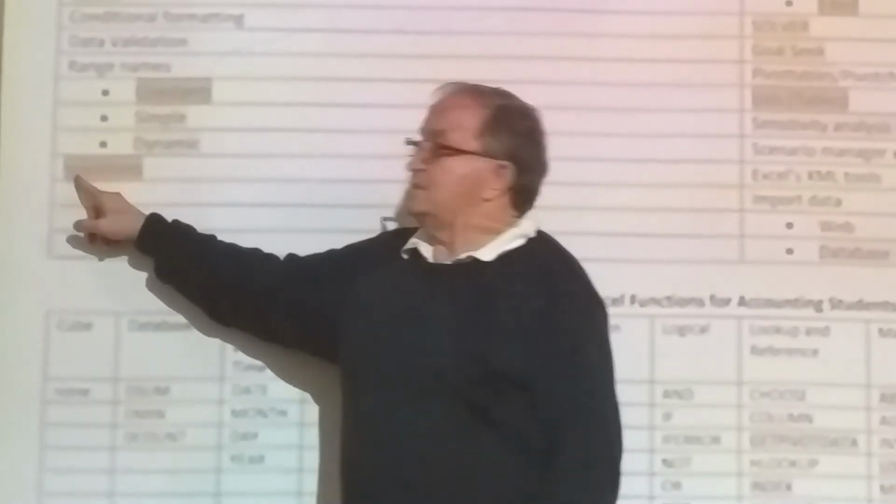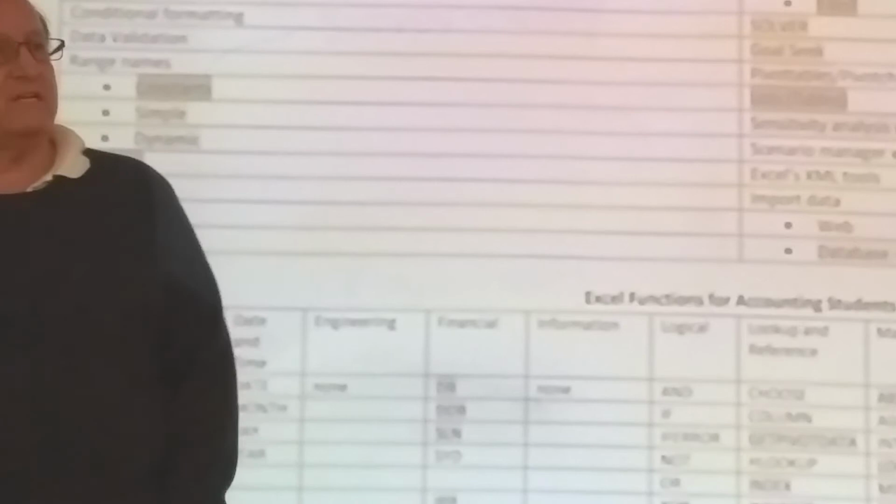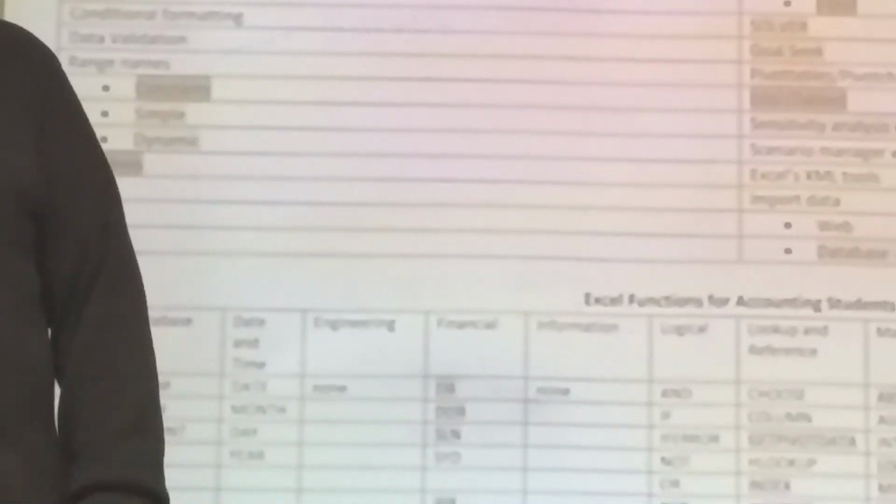So we did dynamic. Now, you can't see this little bit here. What it says is spark lines. Spark lines. Anyone heard of spark lines in Excel? No? Part of it. Okay, well, spark lines is new in 2010, 2013.